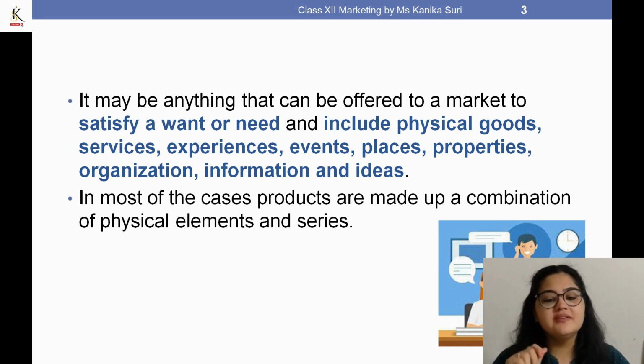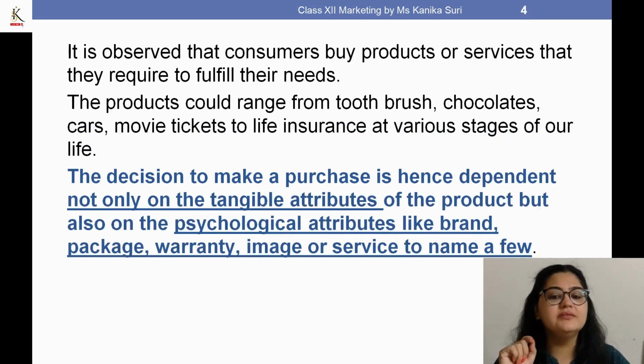In most cases, products are made up of a combination of physical elements and services. It is observed that customers buy products or services that they require to fulfill their needs. The product could range from toothbrush, chocolates, cars, movie tickets to life insurance at various stages of my life.